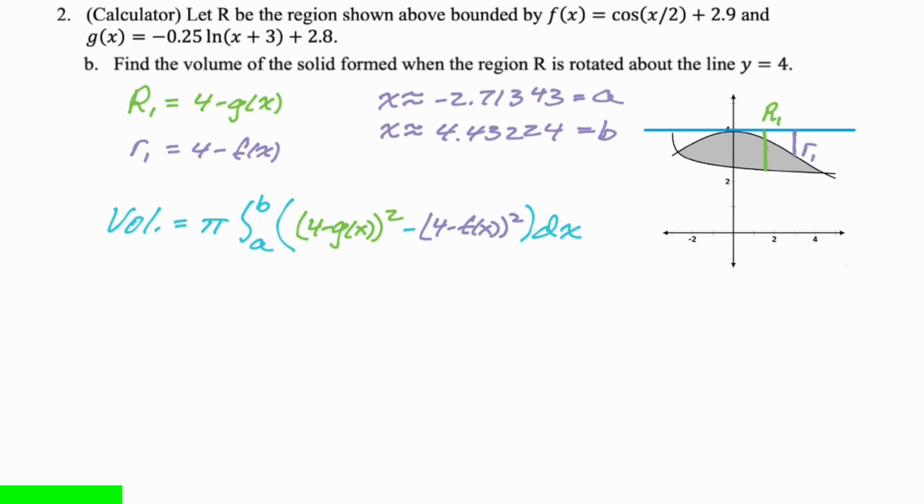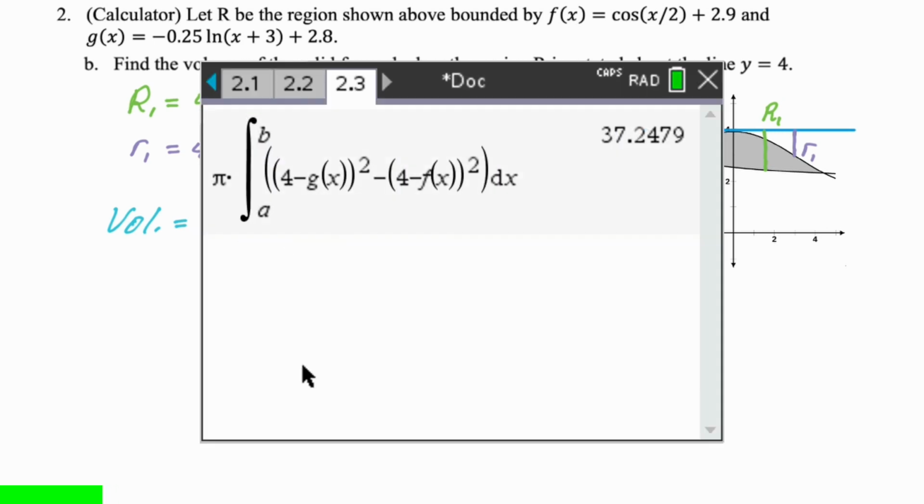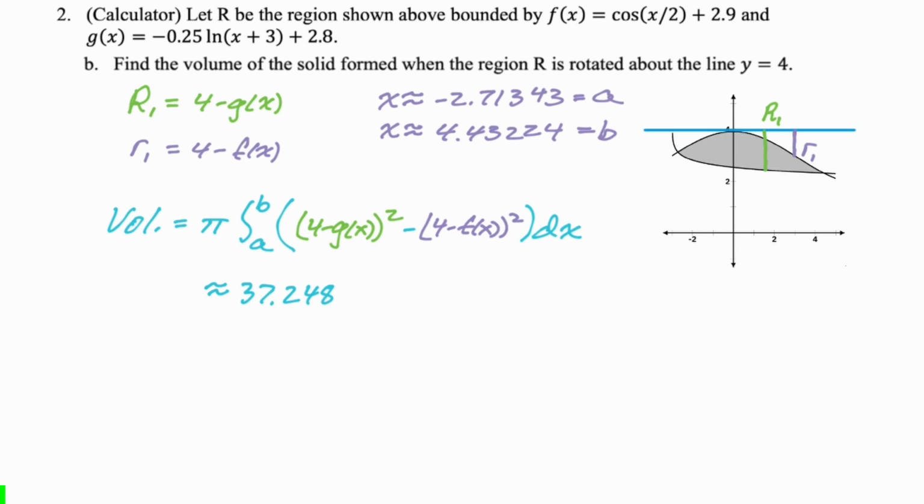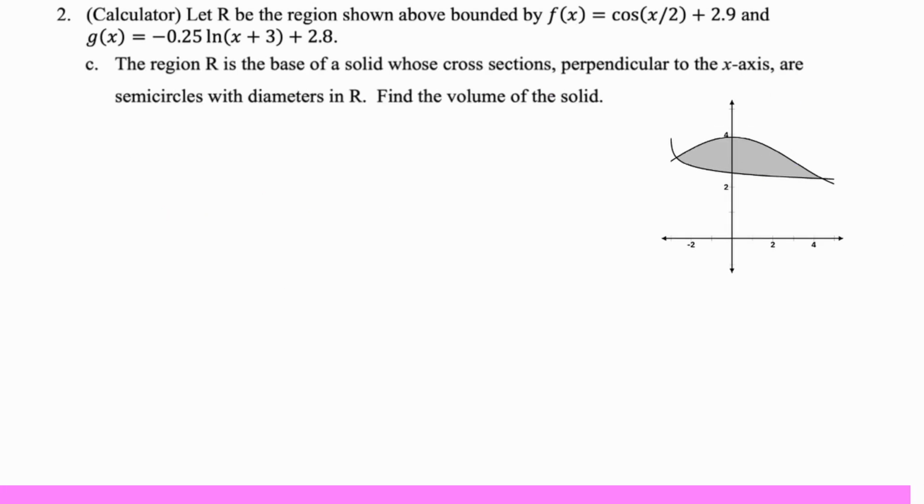All right, and so then here's a calculator page where I just did it. I got 37.248, I guess, when you round it, and that's all there is to it. So let's take a look at part C. Region R is the base of a solid whose cross sections perpendicular to the x-axis are semicircles with diameters in R. Find the volume of the solid.